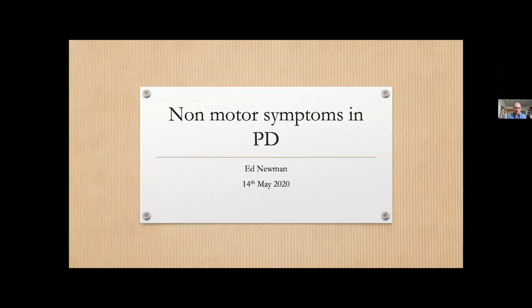Non-motor symptoms isn't always the easiest thing to diagnose and talk about, and in the era of COVID, it might present a few more challenges. So my name's Ed Newman. I'm a neurologist with an interest in movement disorders, and I'm going to talk about non-motor symptoms in Parkinson's disease. Because we're dealing with the COVID era, I'll talk a bit about the challenges that telephone and telemedicine present.